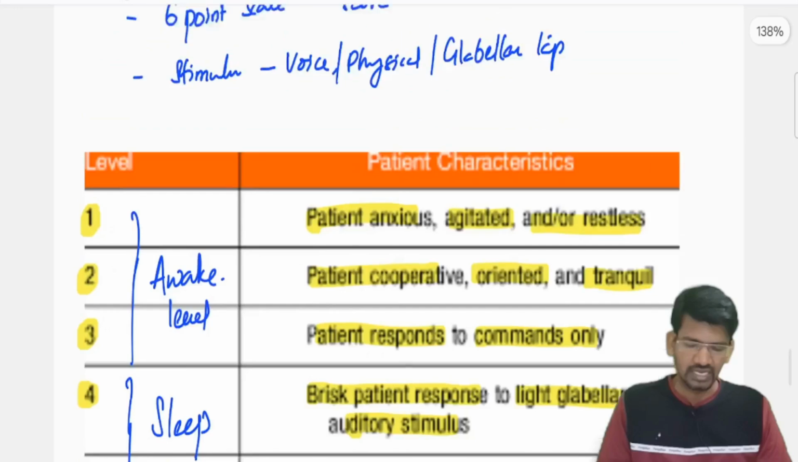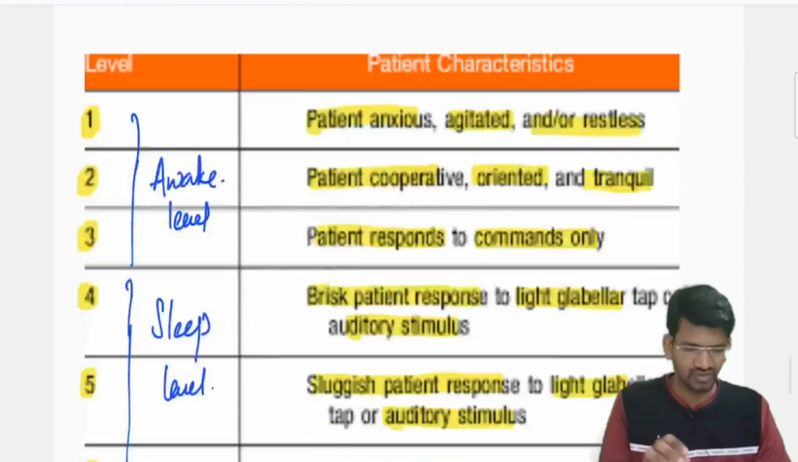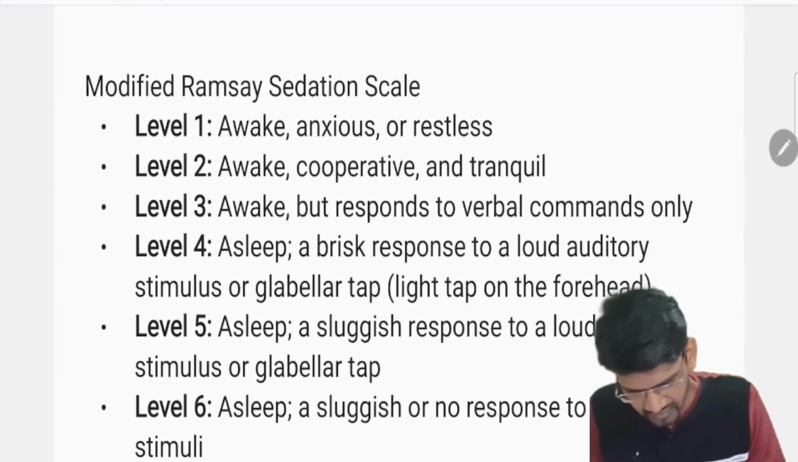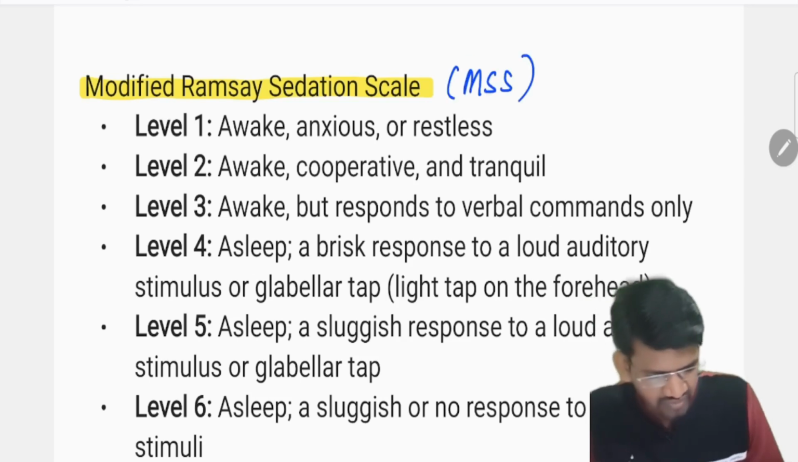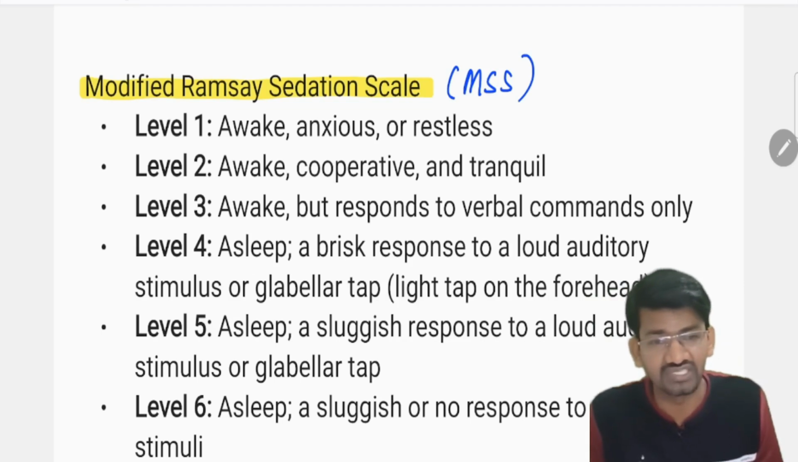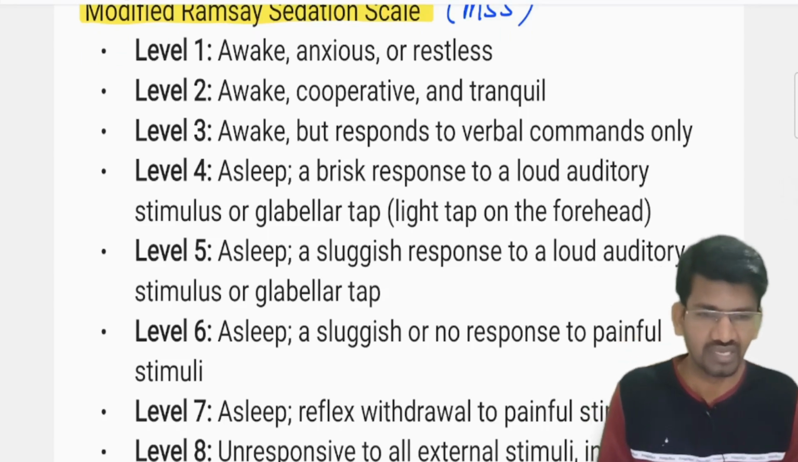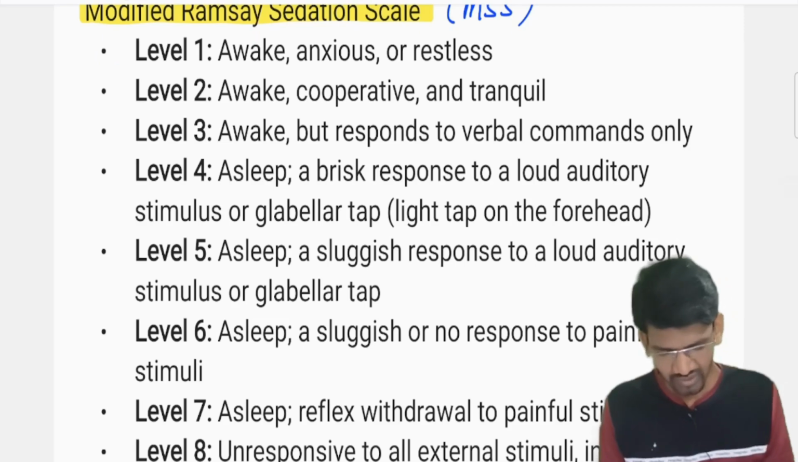Now this RSS, that is Ramsay Sedation Scale, has been modified, or some changes have been made in this. So now we are using the modified Ramsay Sedation Scale. In short, we can say MSS, modified sedation scale, or modified Ramsay sedation scale. In this we have 8 levels, whereas in the earlier Ramsay sedation scale we have 6 levels. So that is the difference.